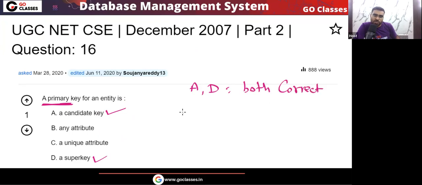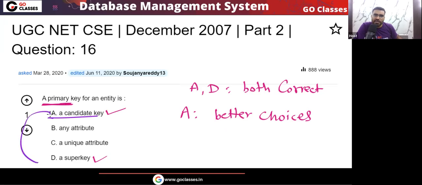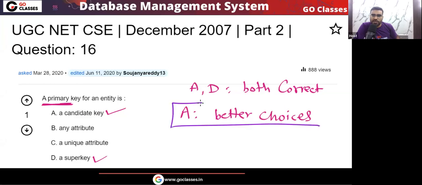Okay, what is the better choice? Option A is better choice because it covers option D. Yes or no? When you say that a primary key is a candidate key, then automatically it implies that every candidate key is a super key. So remember, A is better choice, but actually option A, D both are correct. Is this clear? So for this question, if you are attempting the UGC NET exam, then you should mark option A. This type of question will not come in the GATE exam, don't worry.